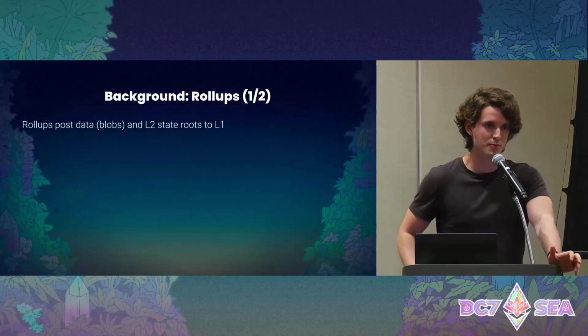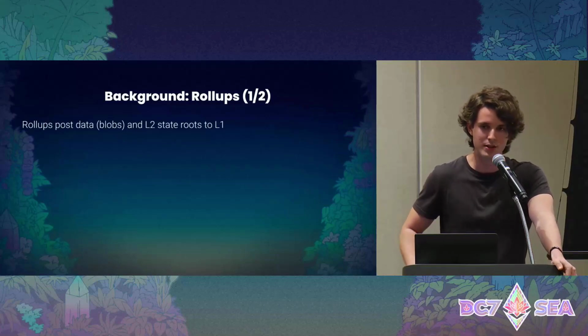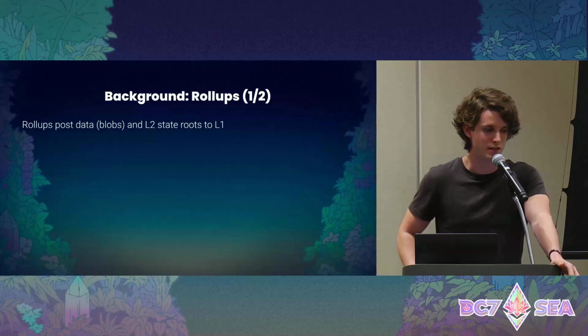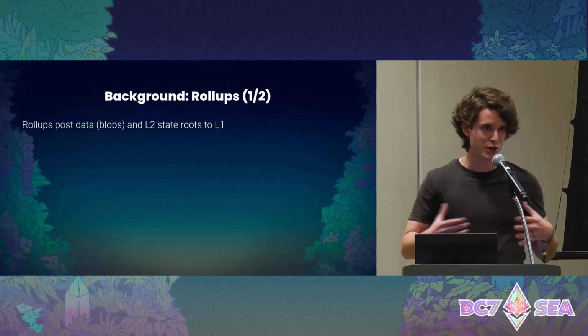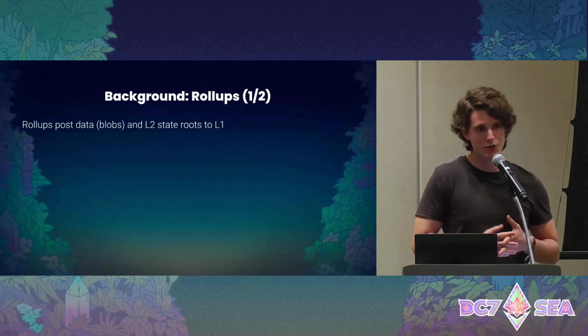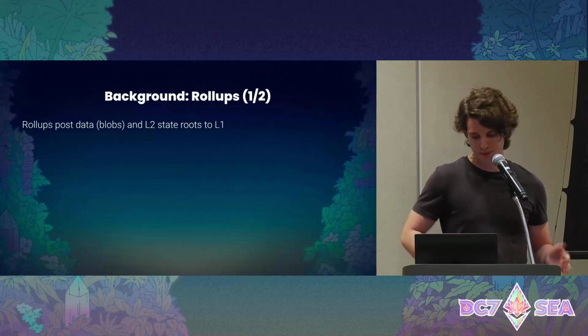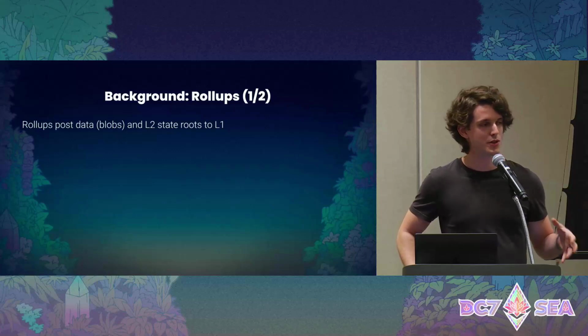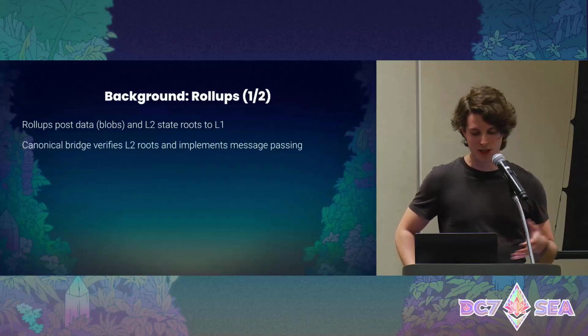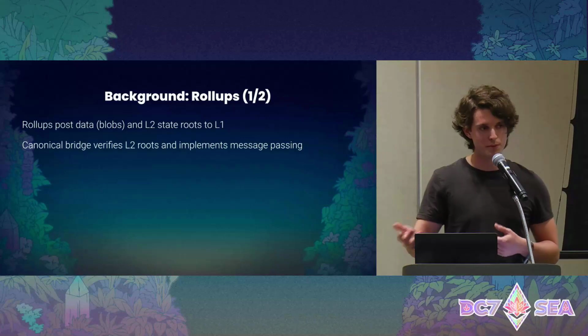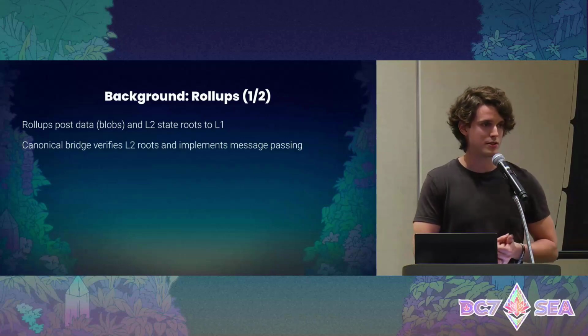A rollup is a chain that inherits a lot of security guarantees from L1, which is Ethereum in the case of rollups. Rollups create an L2 chain, and then package these L2 blocks into blobs, post them on Ethereum, and also post the execution results, which is the L2 state root. And then there are different mechanisms for how you can verify the L2 state root towards a canonical bridge. You can use fraud proofs, you can use ZK proofs. There are different pros and cons.